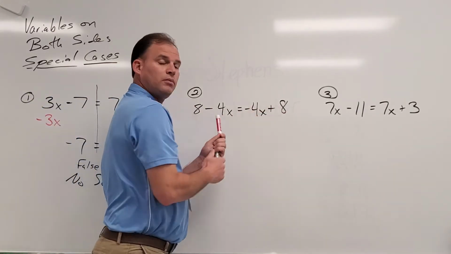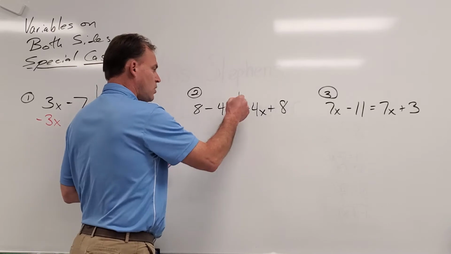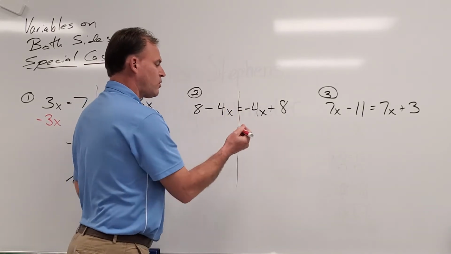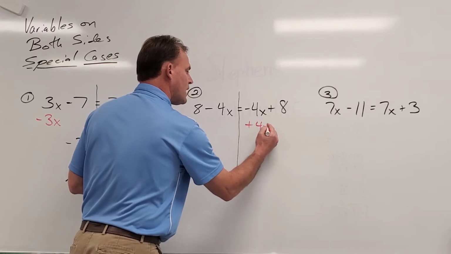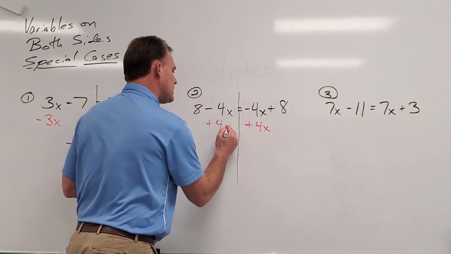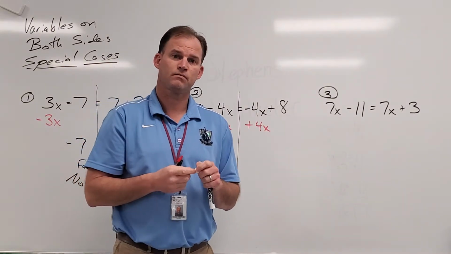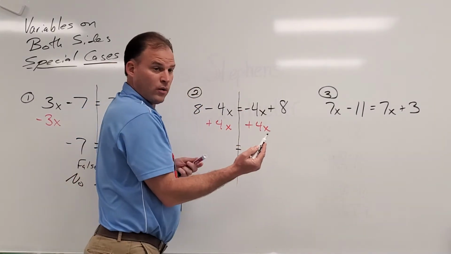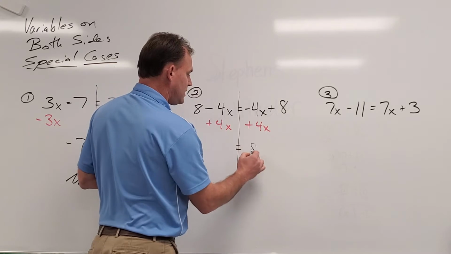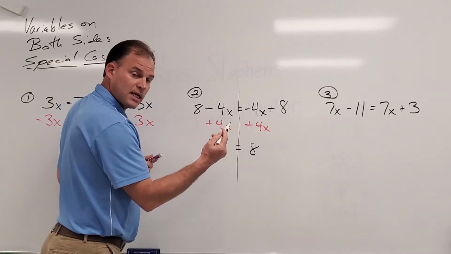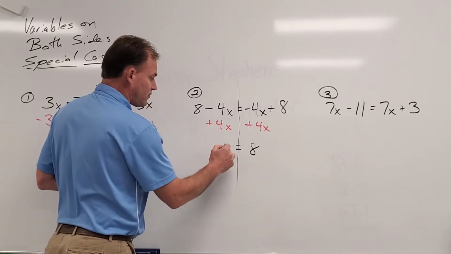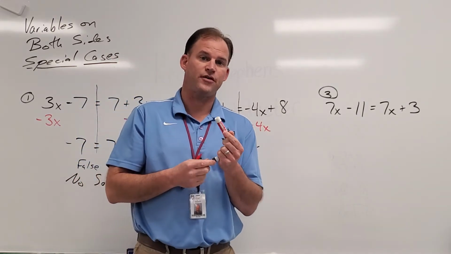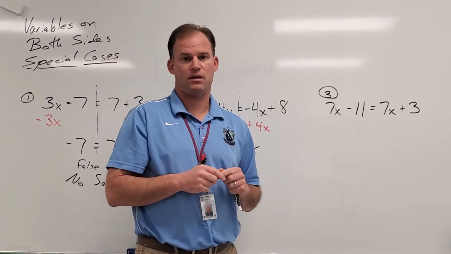Number 2, same idea. I got variables on both sides of the equation. I need to get them together on the same side. I look here, I got a minus 4x. I'm going to add 4x to both sides of the equation. Minus 4x plus 4x, 0 x's. The only thing left over here is 8. It happened again. The variables have dropped out on both sides of the equation.